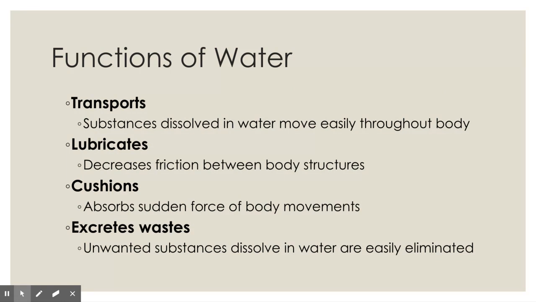What does water do in the human body? It acts as a transport. So any substance that is dissolved in water can easily move in the body. It acts as a lubrication because it decreases the friction between body structures. It acts as a cushion. It's able to absorb sudden force and the movement of the body. And it helps us to excrete waste. So any unwanted or harmful substances that can dissolve in water can easily be eliminated.